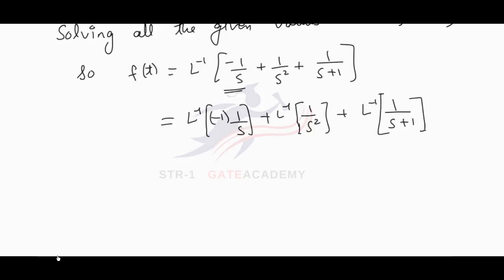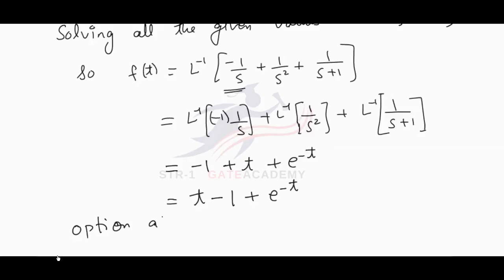If you get these particular things, you will win the game. Let me explain. Laplace inverse of 1 by s is 1. So it is minus 1 plus t plus e raised to minus t. If I rearrange according to the options, it is t minus 1 plus e raised to minus t. Which option? Option A. That is how you could have got a mark in GATE 2010. Clear? These are the types of questions which can be asked.